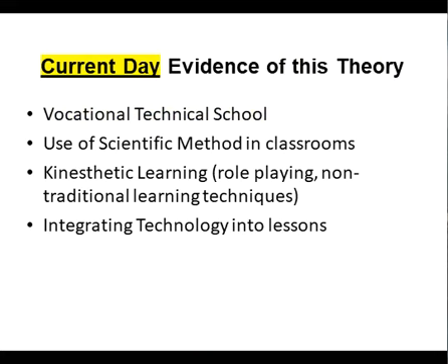So the current day evidence of his theory, those who would probably be very supportive of his ideas in today's currency, we see vocational technical schools. They are very much aligned with that basic idea. Having taught at community colleges for many, many years, that's one of the key points that is emphasized there, that they're teaching people to go directly into certain types of fields or certain types of occupations. Use of the scientific method in classrooms, kinesthetic learning, role-playing, non-traditional learning techniques, and integrating technology into lessons. All of these serve as current day evidence of some of his notions of how the philosophy of education should be employed. So we'll end with this, and we'll revisit Dewey a little bit later, but now let's look at some other functionalists.